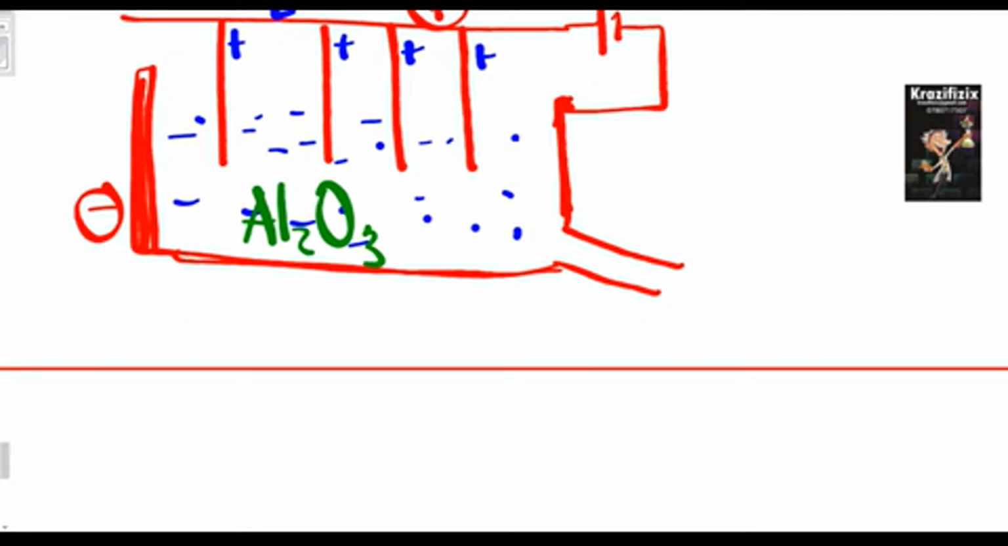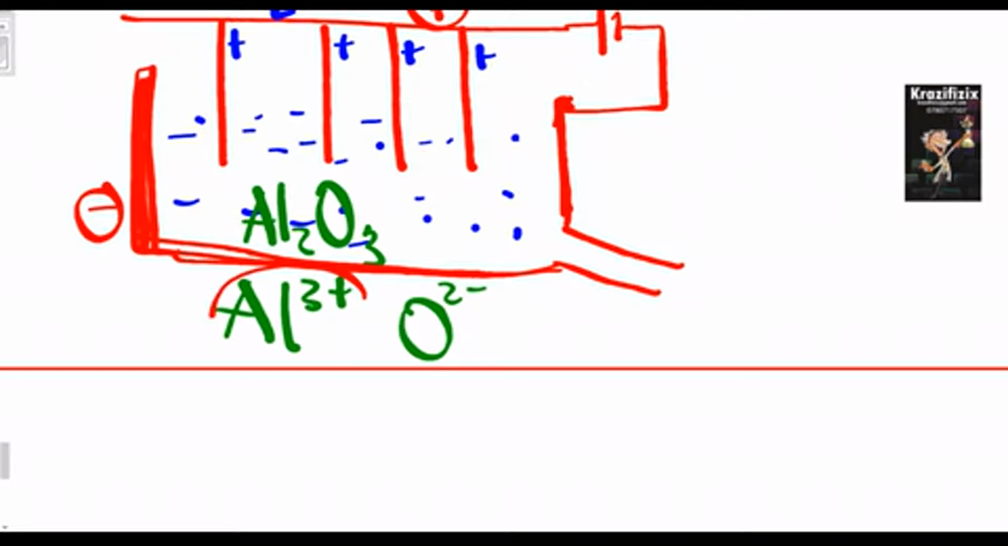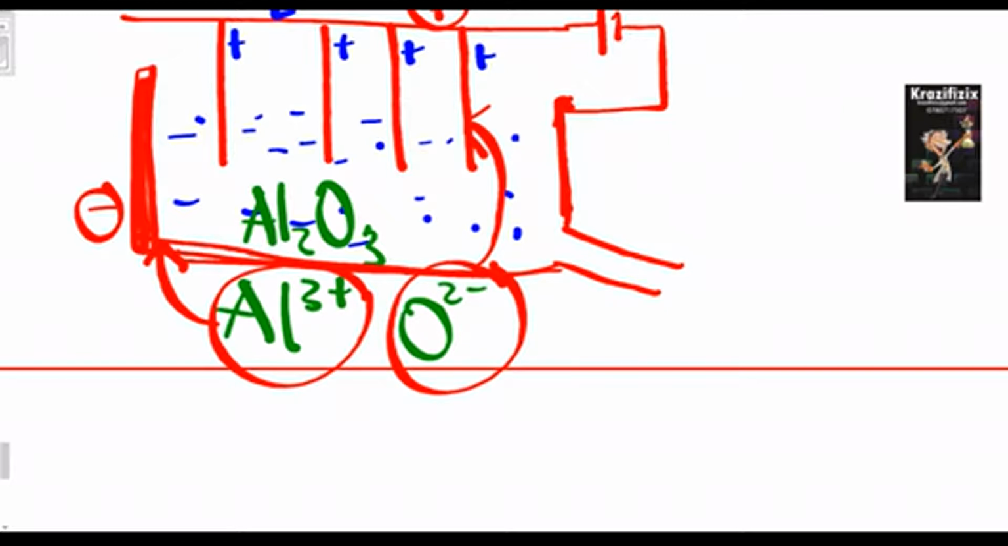Now what's going to happen again? Now we go back to our normal processes. The Al2O3, aluminum oxide, will break down into Al3+ and oxygen, O2-. So what do we have? Remember that the whole container here is negative. So we have our aluminum 3+ attracted, migrating towards that, while the oxygen is attracted towards the positive graphite. So we have a migration again, same story as we've been talking about.